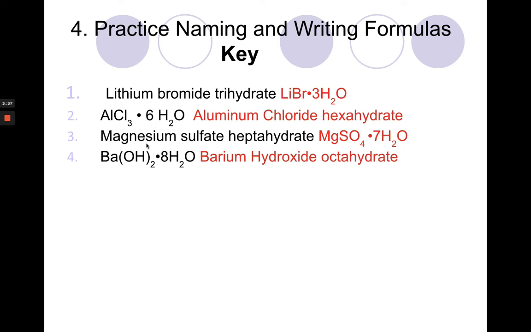This one we just went over, so I hope you got it. Magnesium sulfate heptahydrate. And again, since magnesium is a 2+ and sulfate is a 2-, that's the proper formula, dot 7H2O. And this one is barium hydroxide octahydrate with 8 having the prefix octa. All right, so let's go on.